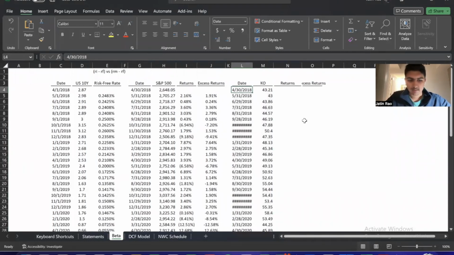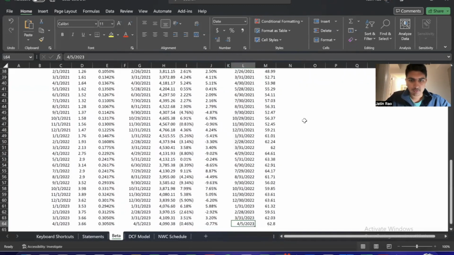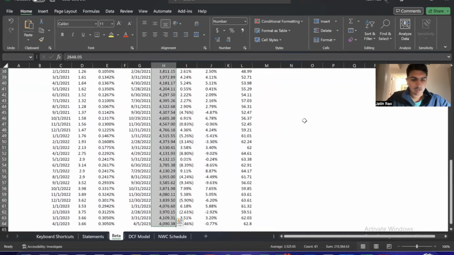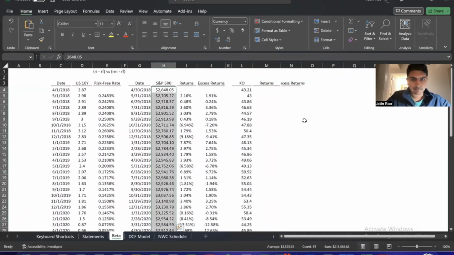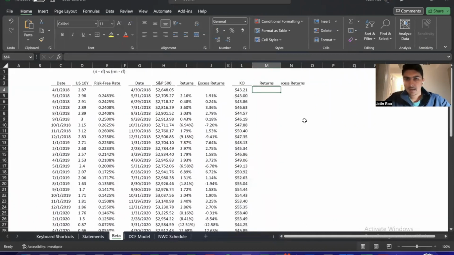And just make sure that these dates align. Okay, cool. 4/30/2018 all the way down to 4/5/2023. So our dates do align, which is good. That means we can just delete this column and we can just use these prices. I'll quickly convert these into dollar signs. And the same here, convert those into dollar signs. Okay, cool.